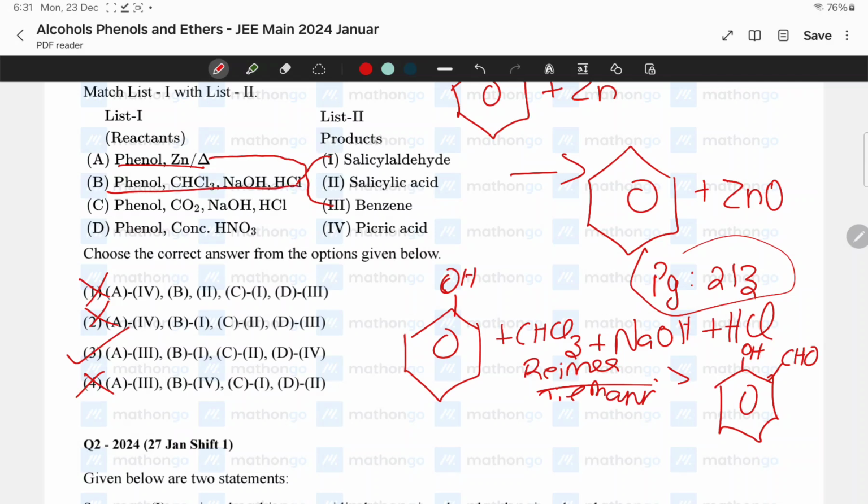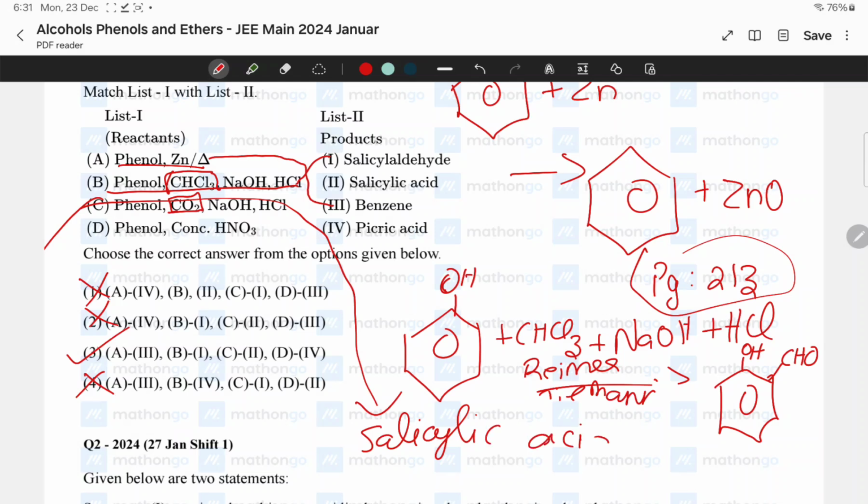Phenol, carbon dioxide, NaOH and HCl. If it was CHCl3, we would have got salicylaldehyde. And if it is carbon dioxide, we will get, very famous, salicylic acid as a product, right? Yes, it's also given on the same page. You can refer. So salicylic acid, that is C is 2, correct.